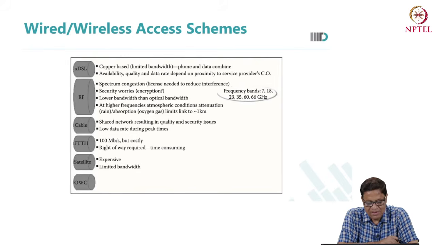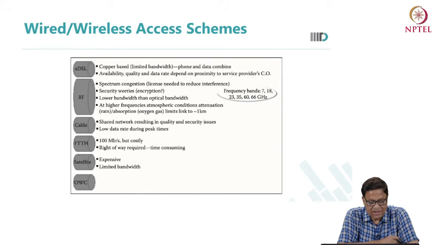Another option is cable, a shared network resulting in quality and security issues, and it actually gives only low data rate during peak times. Another option for access network is fiber to the home. 100 megabits per second or even more one can achieve, but it is very expensive because you have to lay the fibers all the way to the home, and because of right of way requirements, it becomes time consuming and sometimes may not be practical. The other option is satellite. It is very, very expensive and it has very limited bandwidth.